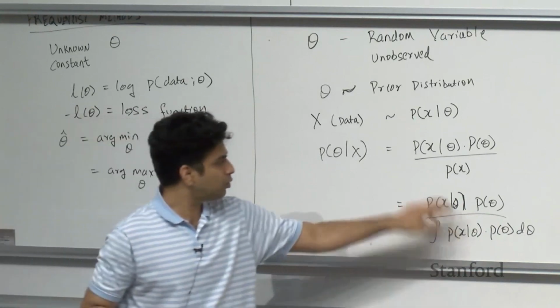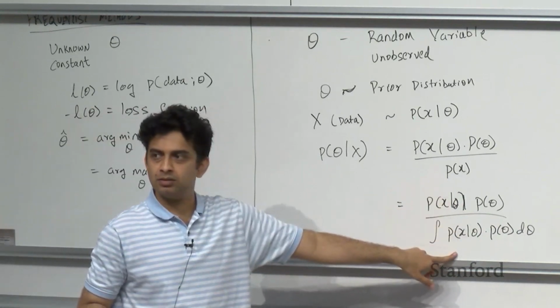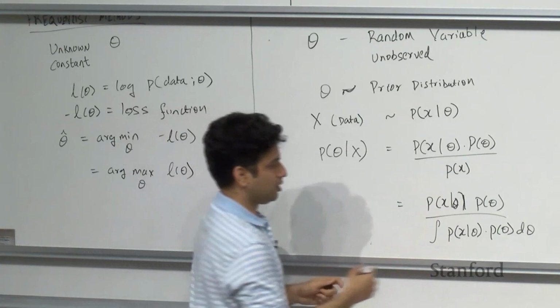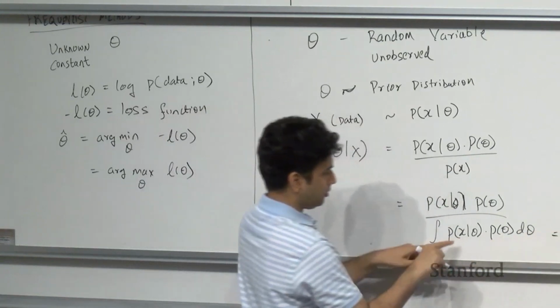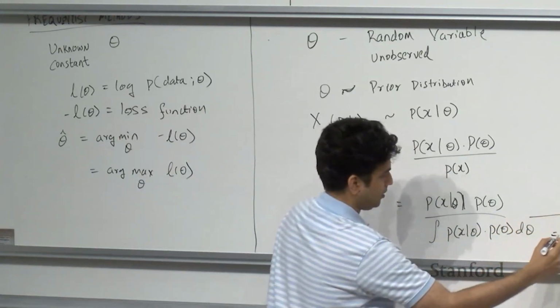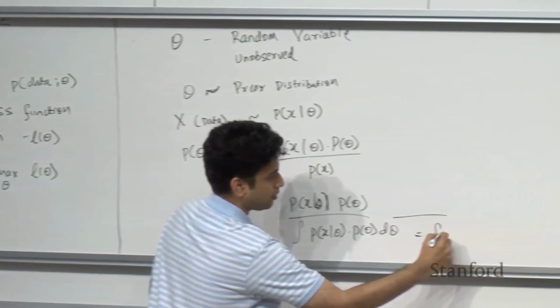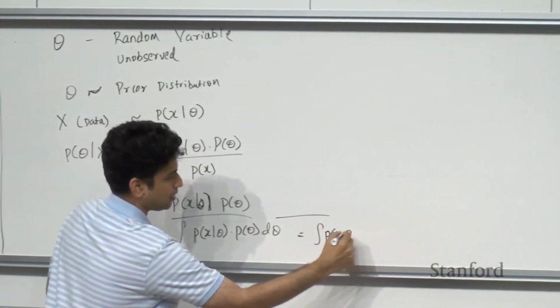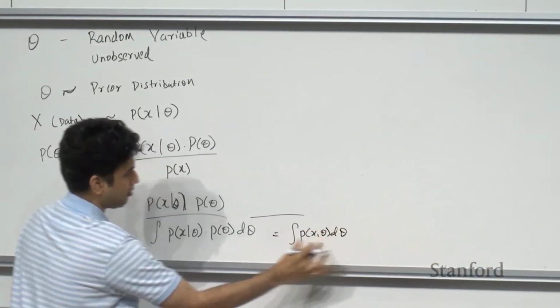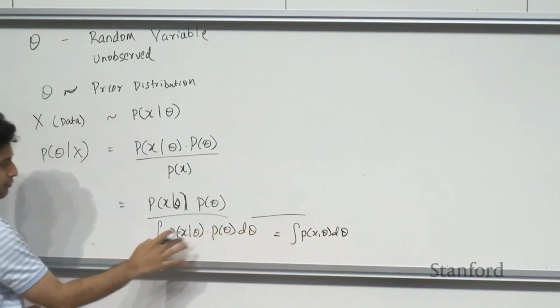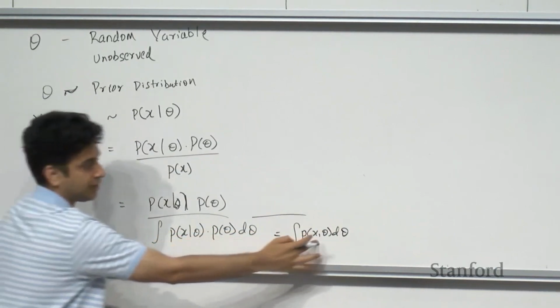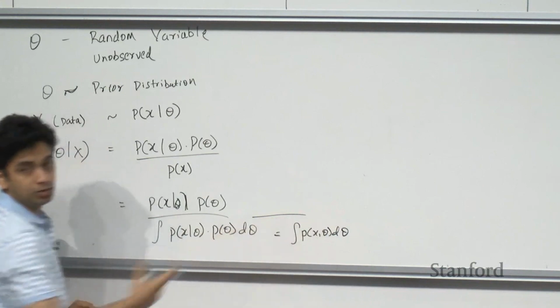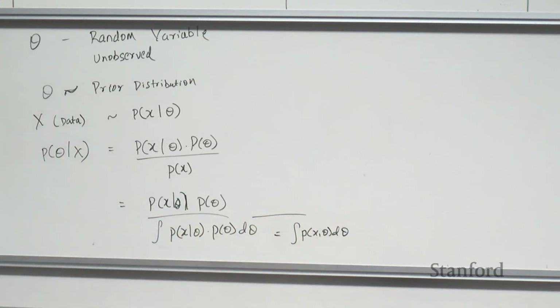Is it obvious why this equals this, right? If it's not obvious, the numerator is p of x comma theta. p of x comma theta is p of x given theta times p of theta, that's p of x comma theta, and then you marginalize out theta from it, right? So this is the Bayesian method. This is the Bayesian approach, right?